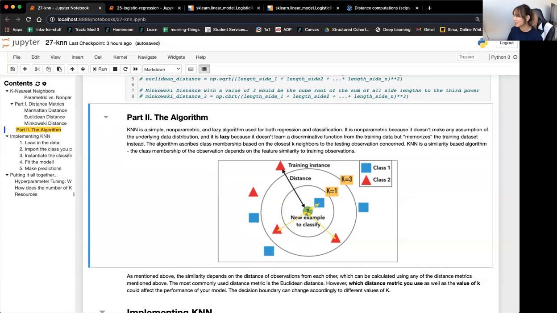So as mentioned, and let me clear this for now. Any questions about this concept before I move on?